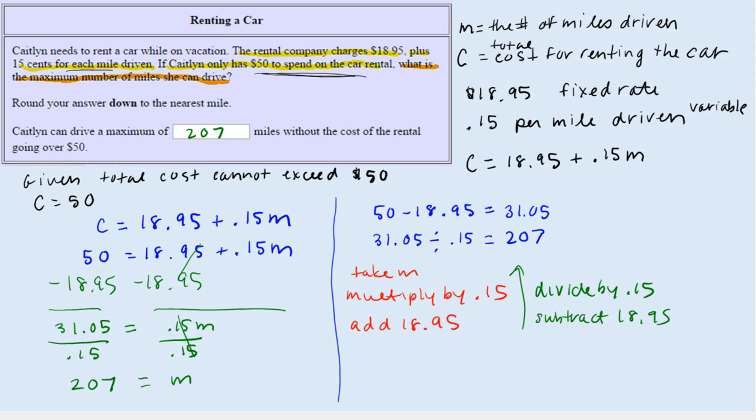Notice it didn't happen in this problem, but it said round your answer down to the nearest mile. So if we had gotten 206.8 miles and Caitlin drove 207, and we rounded up, then the cost would have exceeded $50 and she wouldn't have enough to pay. So that's why it says to round your answer down to the nearest mile, because you don't want to go over on how much you spend. But here it turned out to be exactly 207 miles.